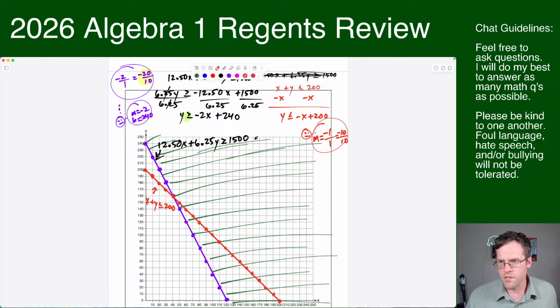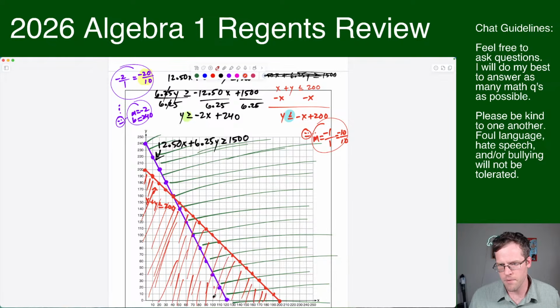Okay, but this is the less than, so this one tells me to shade under. So this one we're shading under in this space. Let's go ahead and do that. I'm shading under this line. So shading under, that means the overlap.